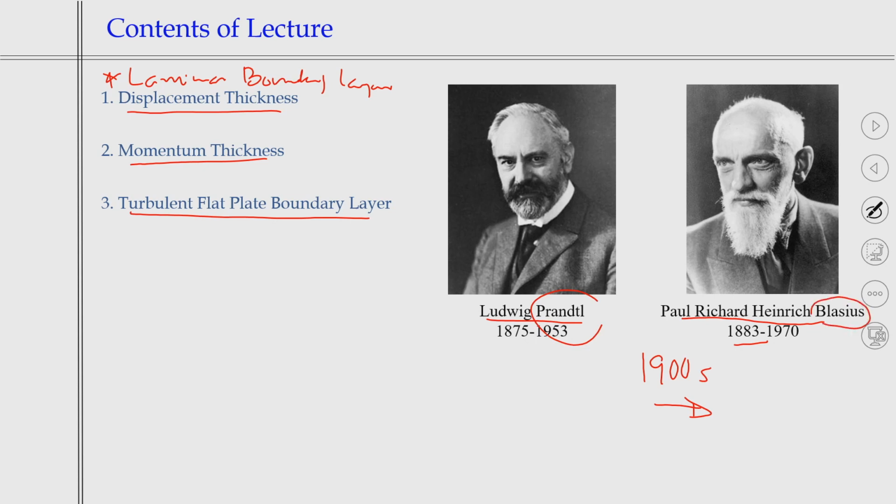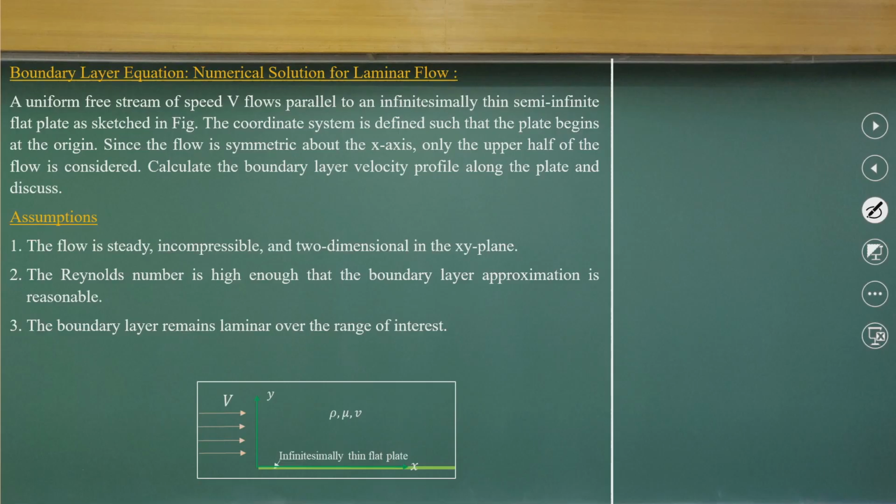They contributed in the early 1900s, when there were no computers like we have today. So, how did they try to solve these boundary layer problems to estimate the velocity distributions and the boundary layer thickness? Looking at that, let us go to the concept we are talking about: the laminar boundary layer equations.